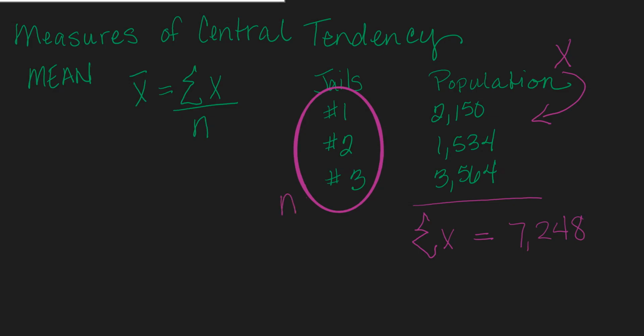Again, here's our sample size. So we'll take that 7,248, divide by 3, and the mean, or x bar, of the jail population in 1 month across these 3 jails is 2,416. Pretty simple, right?